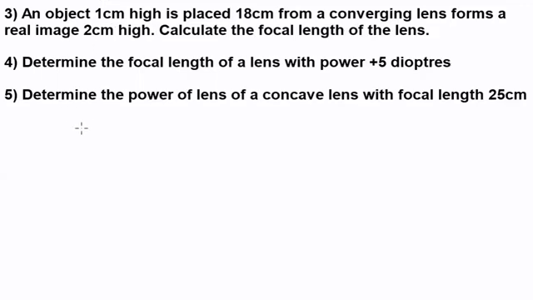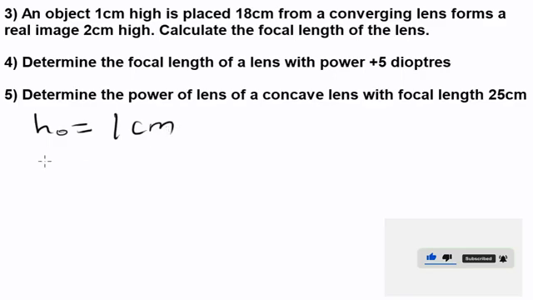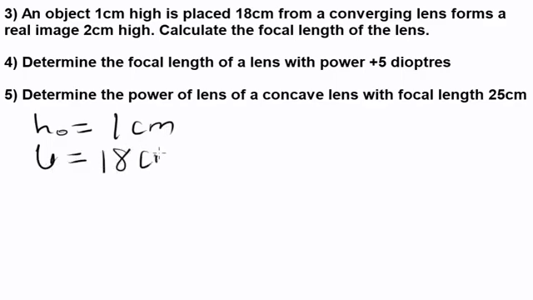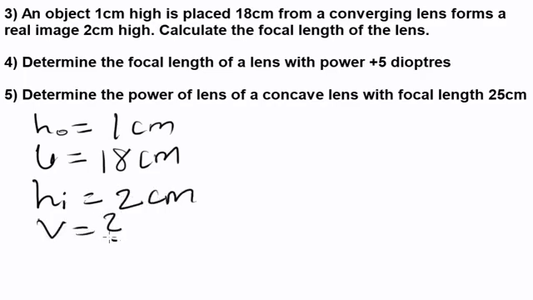As usual in this problem, let's bring out the parameters. We have the object height, that's our H O, is 1 cm, and we have the object distance u to be 18 cm. We have the image height, that's H I, to be 2 cm. We don't have the image distance, v is unknown. So to find the focal length, we are going to apply this formula.